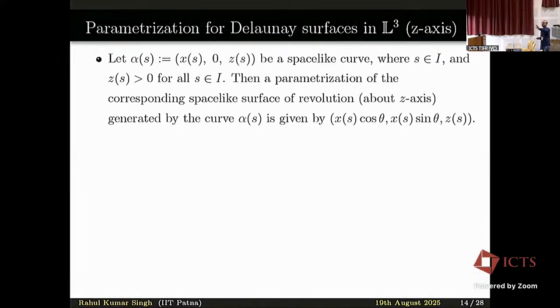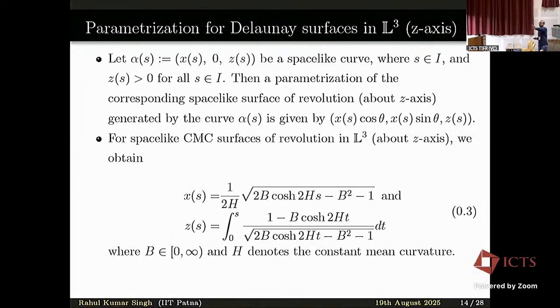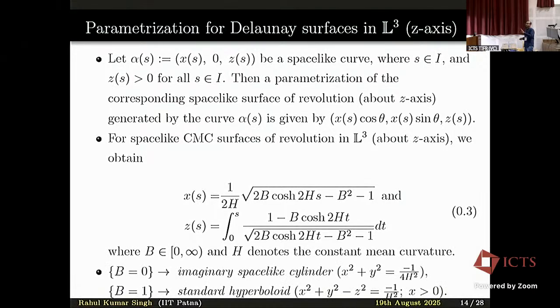Now we will have a similar kind of parameterization. We can write down the formulas for the generating curves if you change the axis about which you're rotating. So now instead of the x-axis, suppose you have the z-axis, which is a time-like axis, and you take this generating curve and revolve it around this z-axis, we can compute this. The axis will be given by this and this, and again, this b.